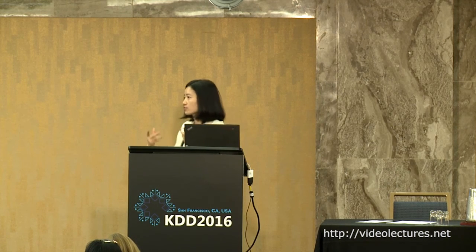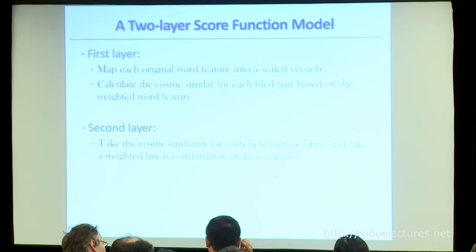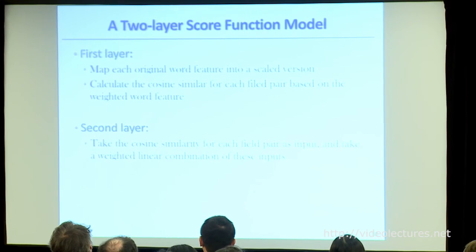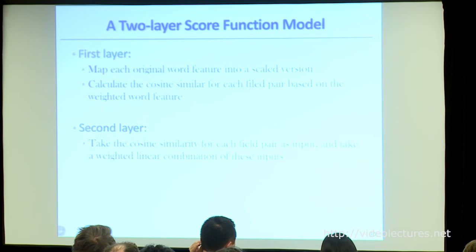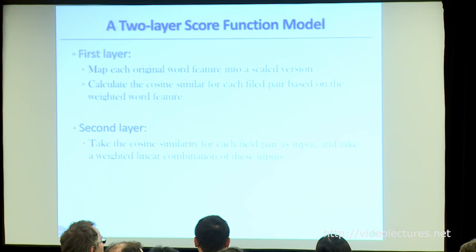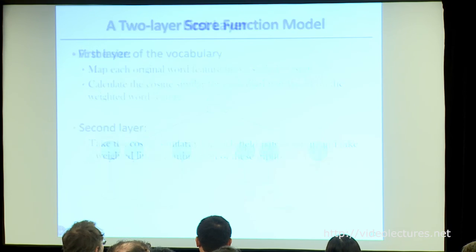Again, here the score function is for a user-job pair, but in our previous task in anomaly detection, the score function is just for an event. So that's a difference. In the first layer, we try to map each original word feature into a scaled version, so we have a new representation for each word. Then we use the new representation of the word to do a cosine similarity, and we can calculate the similarity between every pair of fields for the user and the job. And in the second layer, we want to know which field pair is more important in determining the recommendation task.